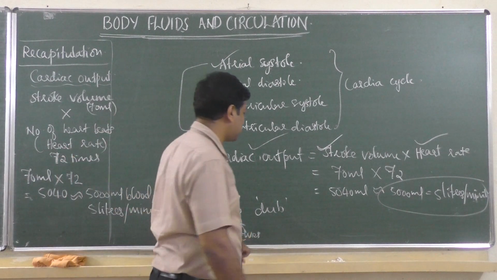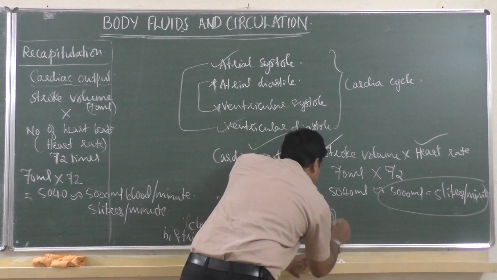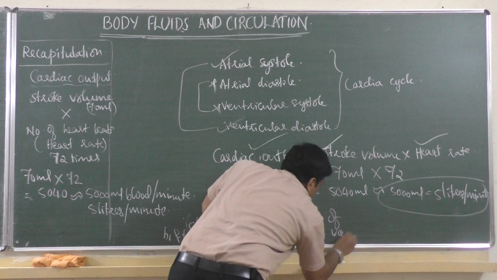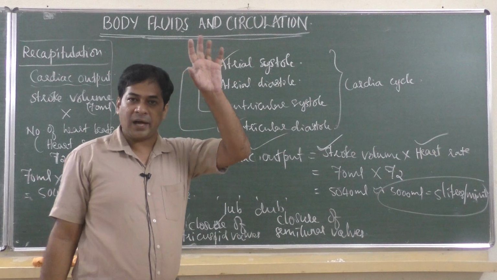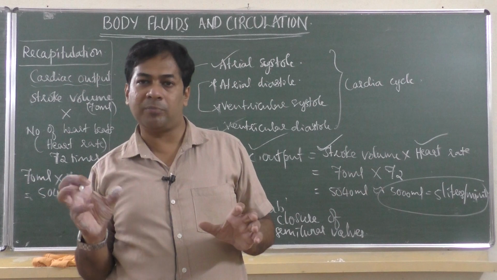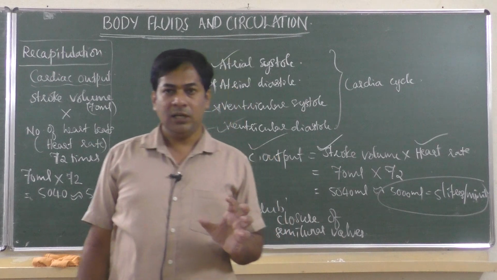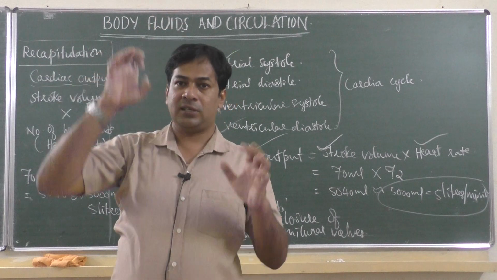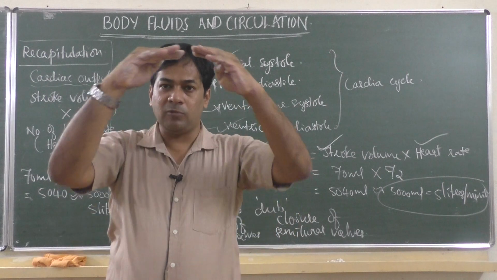Then the dub sound comes when the semilunar valves close. What is a semilunar valve? It's a valve present in the aorta and pulmonary arteries. When the left ventricle pumps oxygenated blood to the aorta, and the right ventricle pumps deoxygenated blood to the pulmonary artery to go to the lungs, at that time blood from both ventricles enters the aorta and pulmonary artery.